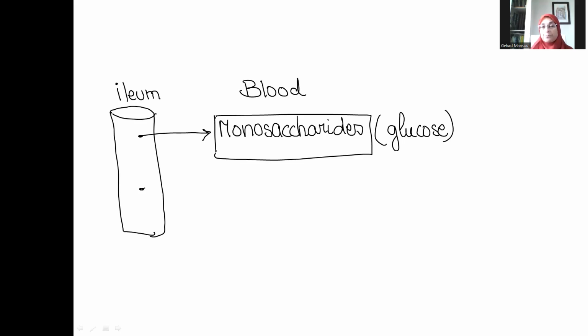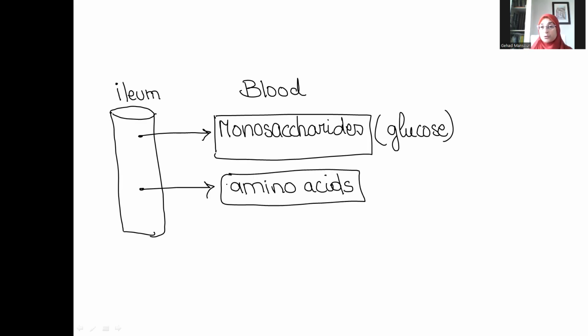But we also have proteins, and the final products of protein digestion are the amino acids, and they are small, simple, soluble molecules. That's why they also pass to the blood. Whereas the final products of digestion of fats are the fatty acids mainly.